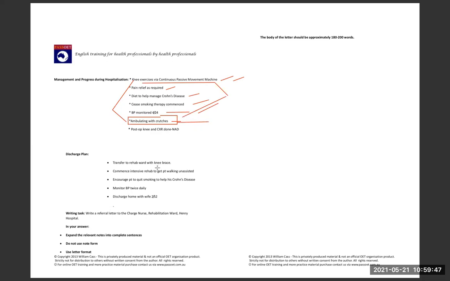And now the patient is being referred to your ward with the knee brace, and it would be greatly appreciated if you could commence the intensive rehabilitation therapy to get the patient walking independently. Along with this, encourage the patient to quit smoking to help his Crohn's disease, and blood pressure should be monitored twice daily. And after that, the patient would be discharged, and now the patient is being discharged from our end.